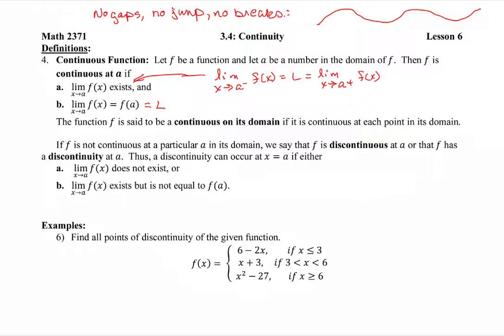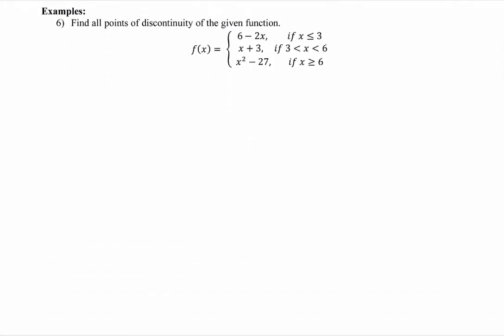A function is said to be discontinuous if there exist gaps, jumps, or breaks, if the limit does not exist, or if the function value at the limit is different. Okay, so now we're going to check this piecewise defined function and see if it is discontinuous. We're going to check x equals 3, and we want to make sure that 6 minus 2x equals x plus 3 at x equals 3.